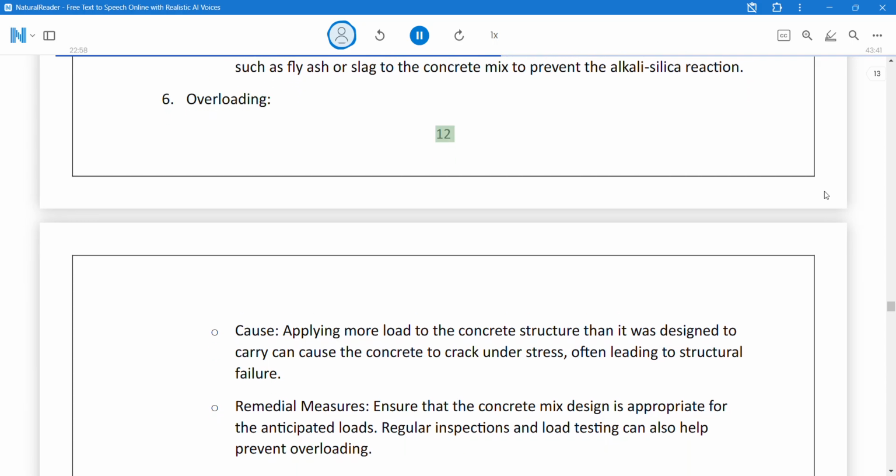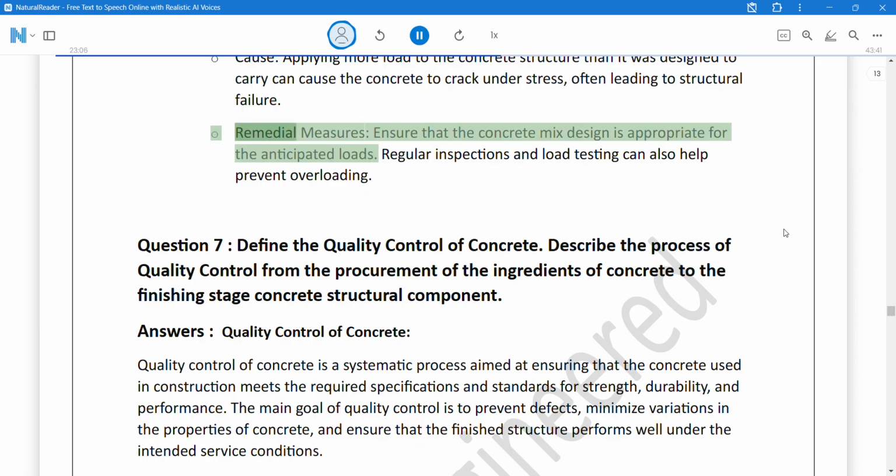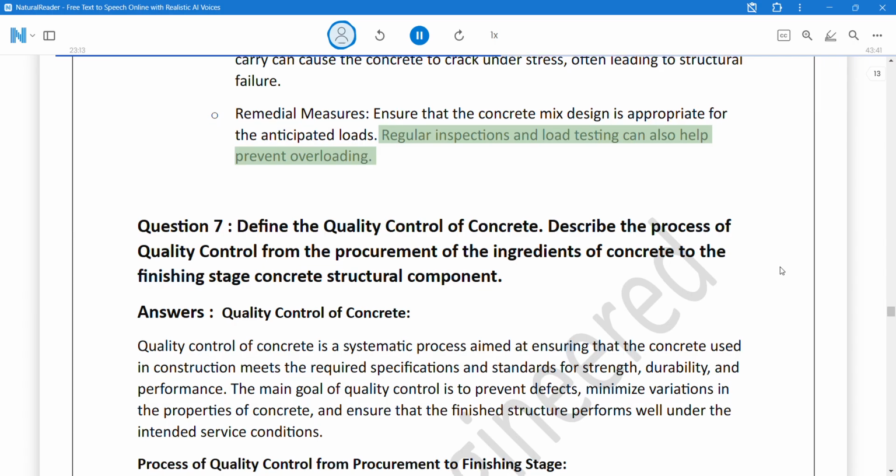6. Overloading. Cause: Applying more load to the concrete structure than it was designed to carry can cause the concrete to crack under stress, often leading to structural failure. Remedial measures: Ensure that the concrete mix design is appropriate for the anticipated loads. Regular inspections and load testing can also help prevent overloading.